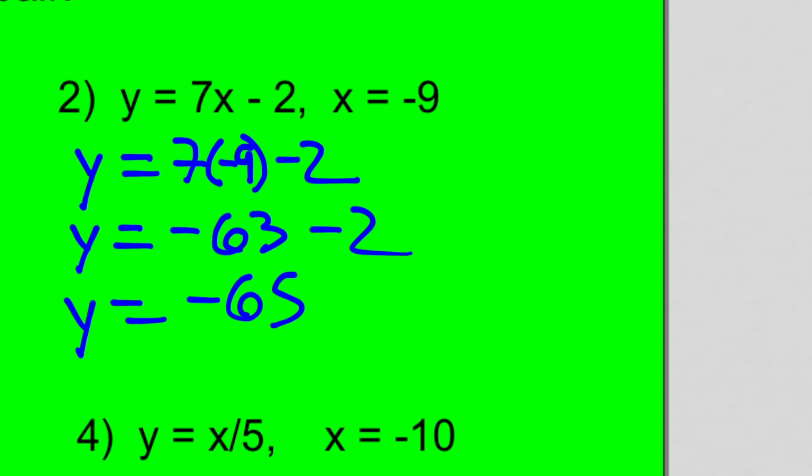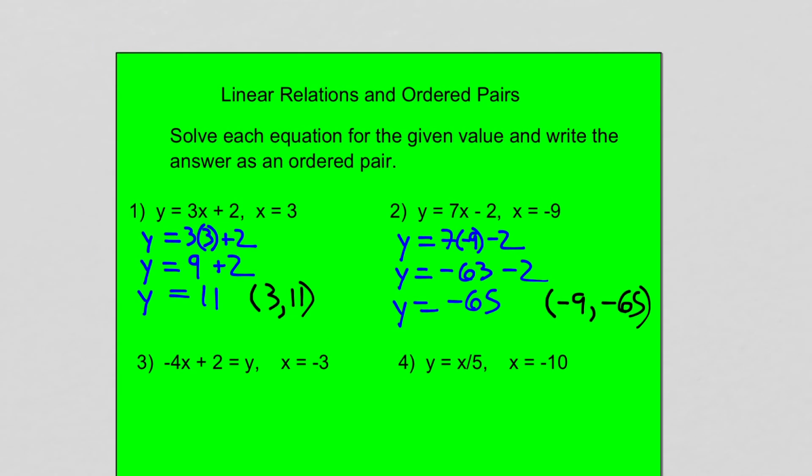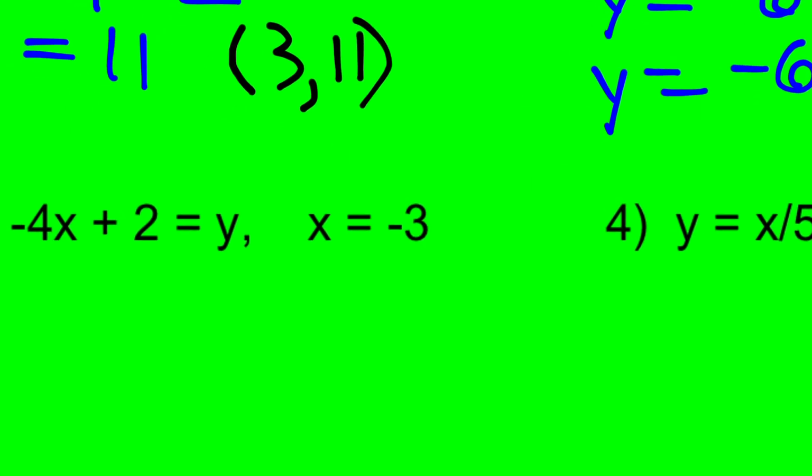So now we have an ordered pair for this equation. The value of x is negative 9. The value of y is negative 65. That's not a 65, but that's a 65. Okay, let's do a couple more.